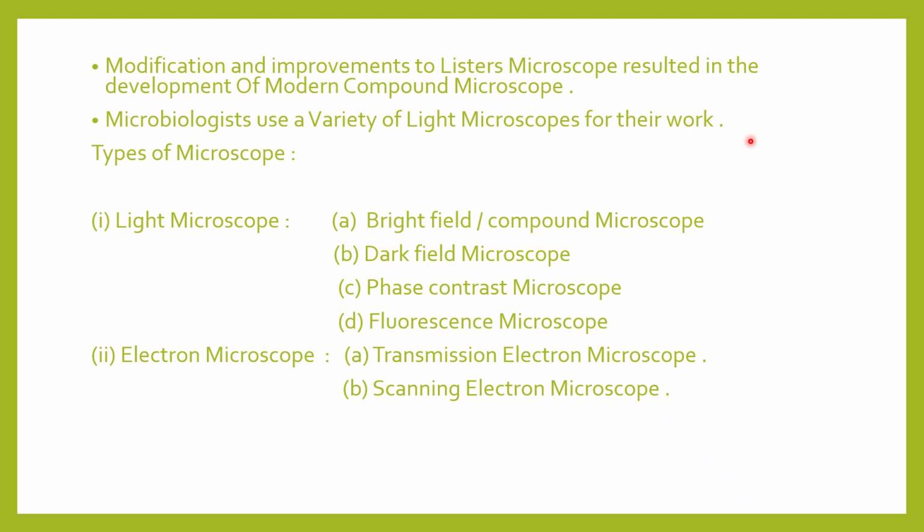Microbiologists today use a variety of light microscopes. There are different types of microscopes. Under light microscopes, which use light, there are the bright field or compound microscope, dark field microscope, phase contrast microscope, and fluorescent microscope. The electron microscope is a different type of microscope, under which we have the transmission electron microscope and the scanning electron microscope. We'll study each of them in detail. Particularly in this video, we'll focus on the compound microscope, or bright field microscope.